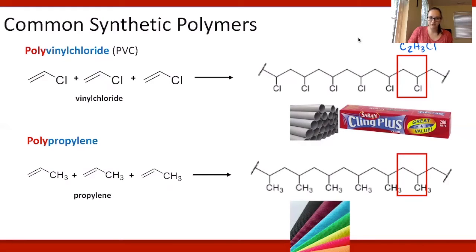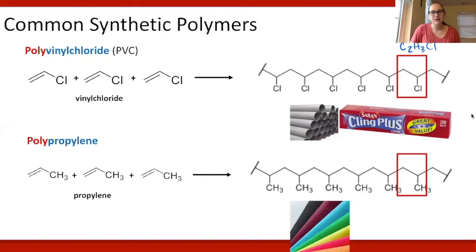PVC, or polyvinyl chloride, is used for things like PVC pipes, so plumbing pipes, things that you'd see at like Lowe's. Those are made of PVC, polyvinyl chloride. And then also saran wrap or like cling wrap is also PVC.